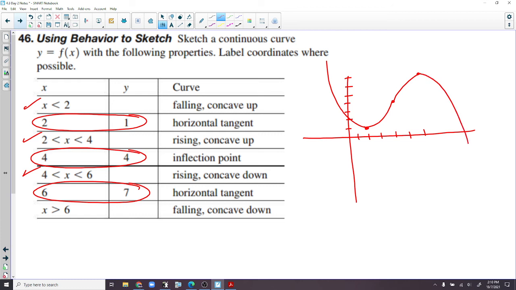They said at 2 we have a horizontal tangent. Yeah, that's a minimum. And at 4 we have an inflection point. Yeah, it went from concave up to concave down. And then lastly it says horizontal tangent here. But I'll tell you what, I didn't need this, I didn't need this, I didn't need this to graph it. It was nice. I mean, okay. Yeah, it makes sense, but I didn't need that to graph it. Not really.